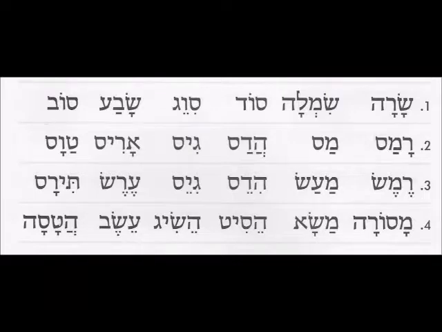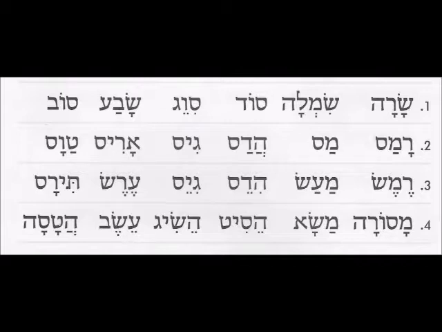Here we have quite a few words that contain the letter Sin and the letter Samech. So let's look at line number 1. The first word is Sara, Simla, Sod, Siveg, Sava, Sov.